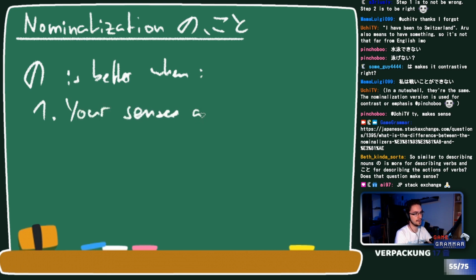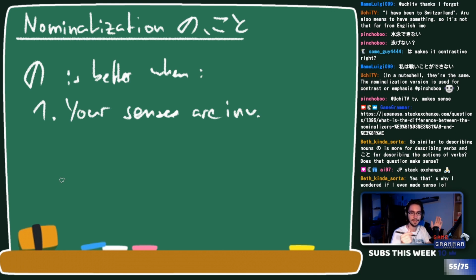Your senses are involved, okay? So, stuff like kikoeru, stuff like miru, right? When you can see something, when you can hear something, stuff like that. That's when you're much better off using no to nominalize the thing that you can see. I'm going to show you the examples from here so that it all makes sense. So here, okay, that's a pretty good example.